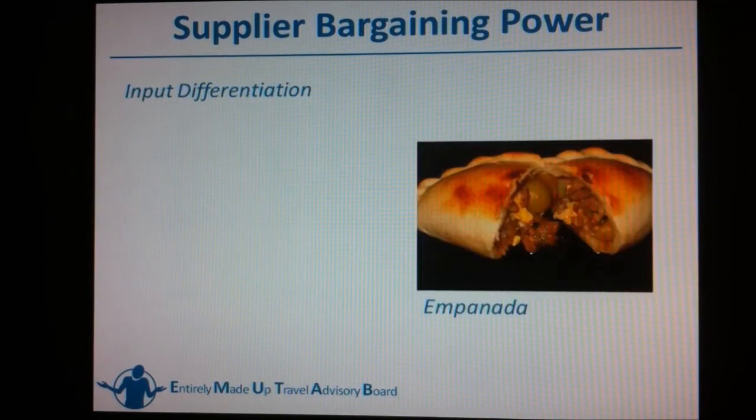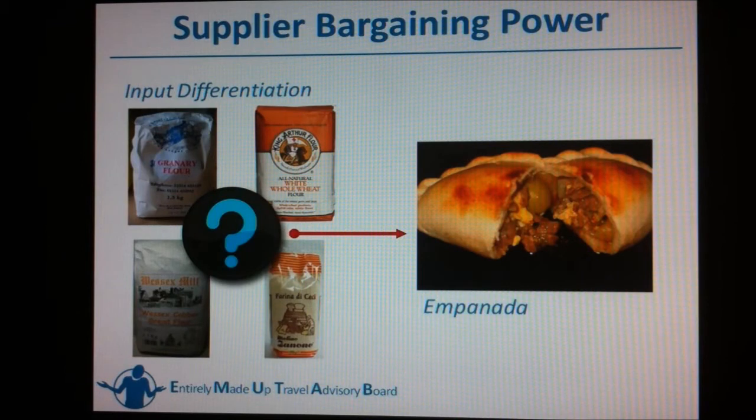Input differentiation describes the difference in quality and prices of inputs. Let's study how input differences affect bakers in the small community. Bakers pride themselves on the quality of their food. Often, this is tied directly with the ingredients they source. However, ask yourself, could you tell the difference between 2 different supplies of flour whilst enjoying an empanada? I know I can't. This allows the baker to negotiate more favorable deals for his inputs.